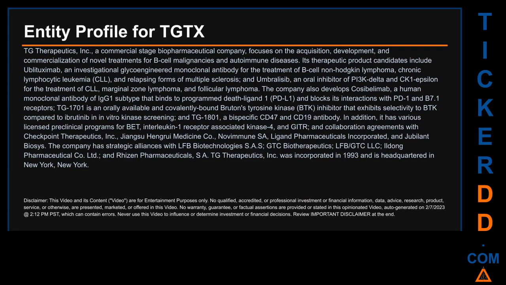The company also develops cozabelimab, a human monoclonal antibody of IgG1 subtype that binds to programmed death ligand 1, PD-L1, and blocks its interactions with PD-1 and B7.1 receptors. TG1701 is an orally available and covalently bound Bruton's tyrosine kinase (BTK) inhibitor that exhibits selectivity to BTK compared to ibrutinib in vitro kinase screening, and TG1801, a bispecific CD47 and CD19 antibody.